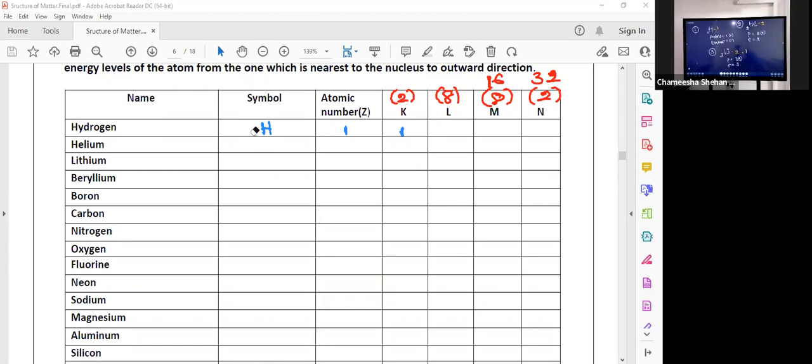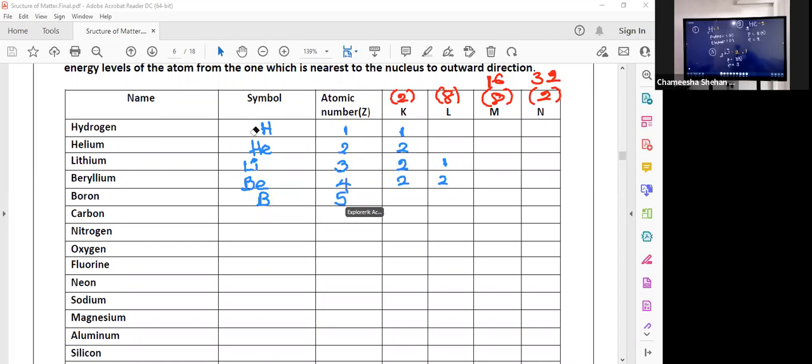Helium, symbol He. Atomic number is 2. In the first energy level, K, you can put the 2 electrons. Lithium, Li. Atomic number 3. In the first energy level, you can put 2 electrons. In the second energy level, you can put the remaining 1 electron. Beryllium, capital B, simple e. Atomic number is 4. 4 electrons are there. 2, 2.